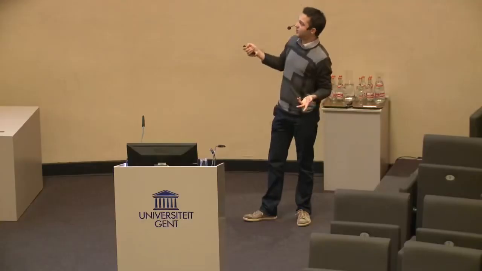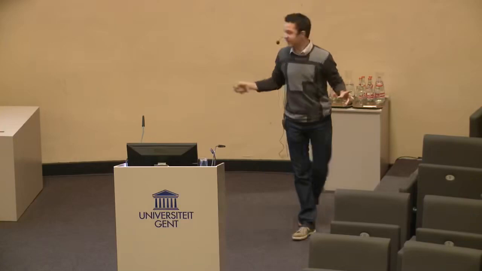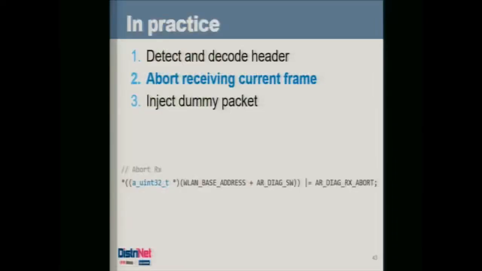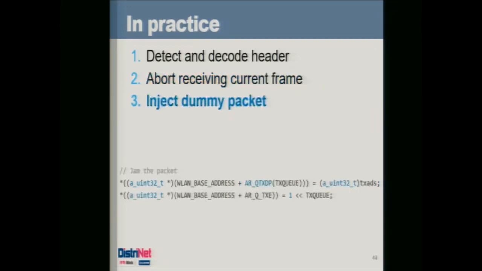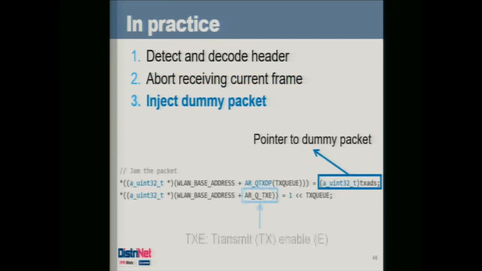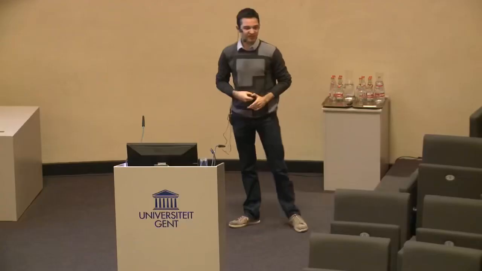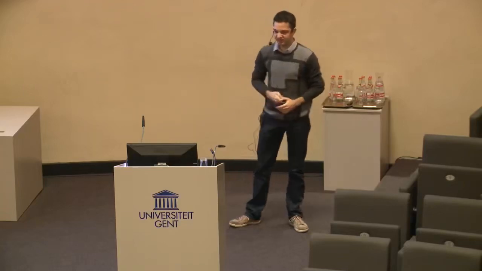Again, this is not that hard once you know what you have to do. To stop receiving the frame, you simply take this register and set the correct bit, and you basically stop receiving the frame. And finally, injecting the dummy packet, you basically write the address of the packet you want to inject to one of these registers, and then you set the correct bit in the TXE register, which stands for transmit enable, basically start sending the packet. And this is the code that we actually implemented in the firmware in order to pull this off.